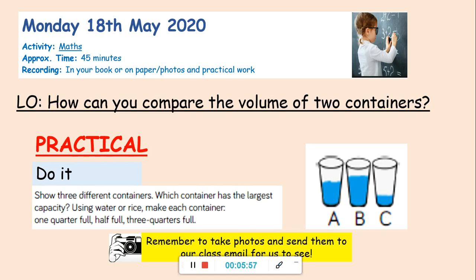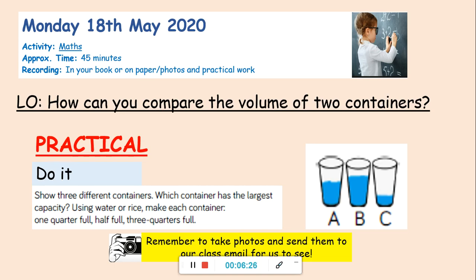Using water or rice, you're going to make each container 1/4 full. So you're going to show me 1/4. So using the rice or the water, you'll fill it 1/4. You might want to write 1/4 next to it. If it's nice outside, you could be working with the water outside, and you could write it with chalk on the floor. Then you need to show me it being half full, and then 3/4 full and full.